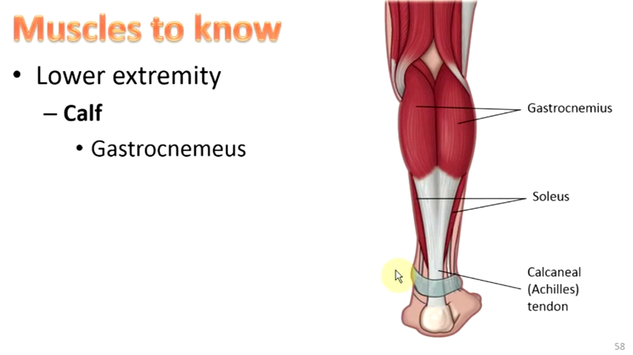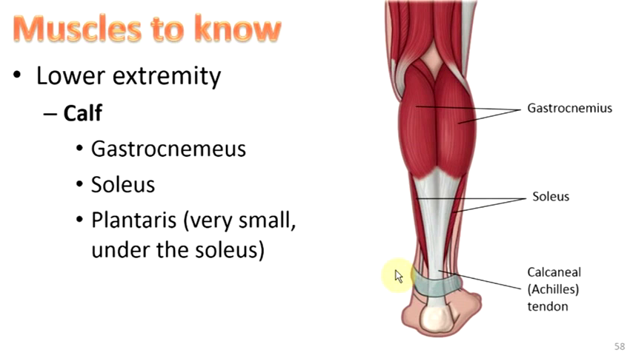Okay, the calf, also 3 muscles: the gastrocnemius, the soleus, and the plantaris. Now the gastrocnemius is this big muscle that you see. A lot of times you can see this border on really muscular people. Now right behind it is the soleus. You can see the soleus, just not very well. You can see it if you pull the gastrocnemius away.